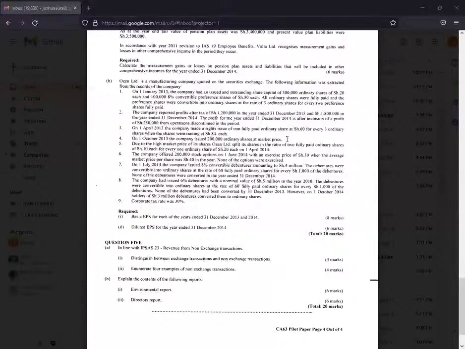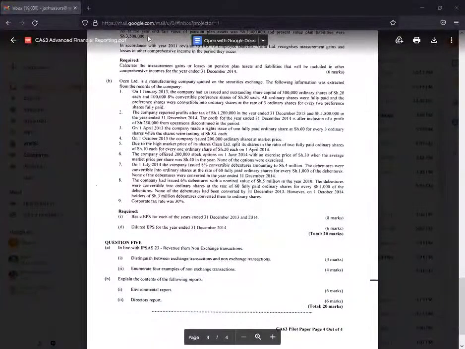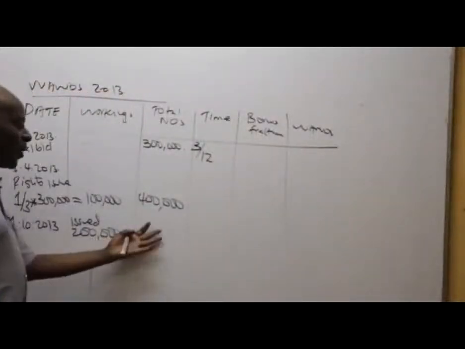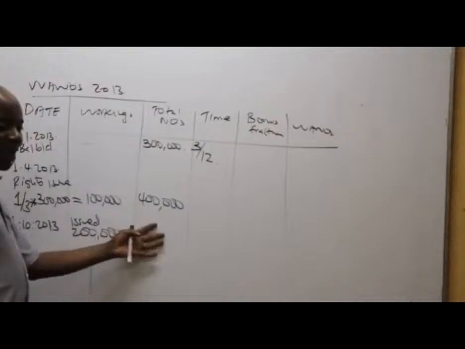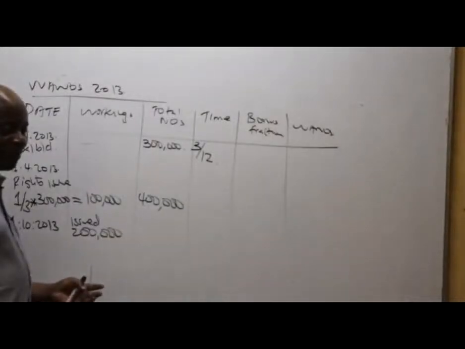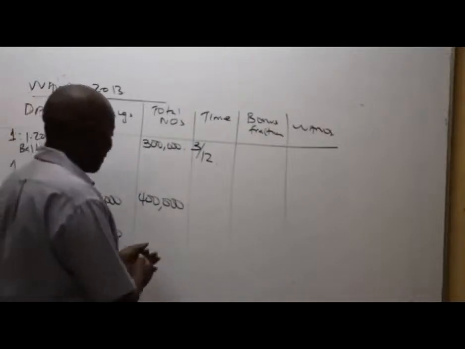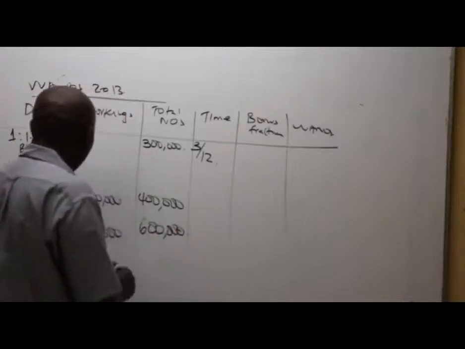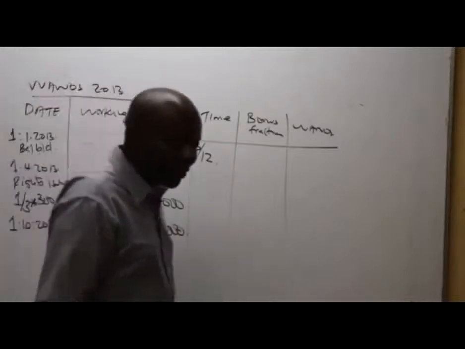We issued 200,000 ordinary shares. This is a full market price. Hakuna norma, hakuna shida. This is a normal issue. So we issue 200,000. You simply recognize them. So how many shall we be having in total? 600,000. Thank you very much.